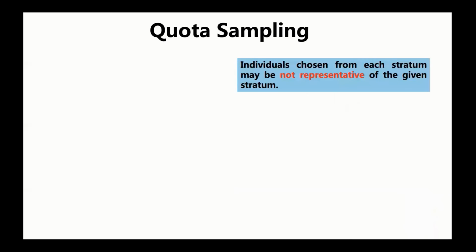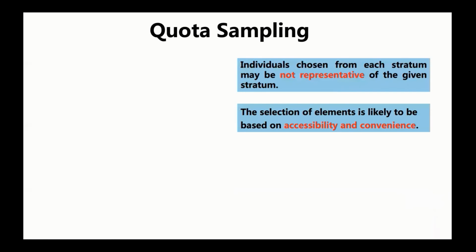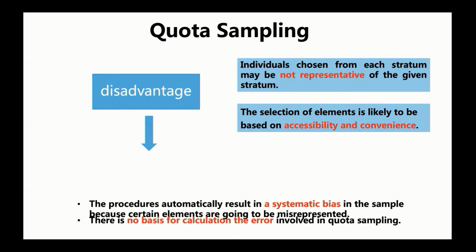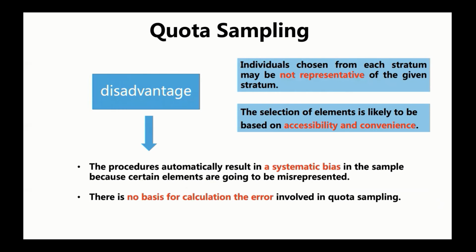Because individuals chosen from each stratum may not be representative of the given stratum, and the selection of the elements is likely to be based on accessibility and convenience, the disadvantage of quota sampling is that the procedures automatically result in a systematic bias in a sample because certain elements are going to be misrepresented. Furthermore, there is no basis for calculating error in quota sampling.